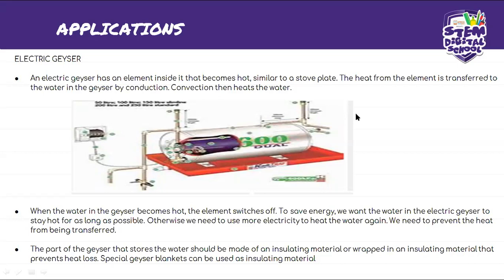So let's continue. Now we are going to look at the application of using insulation or an insulator in everyday life. The previous slide was talking about an electric geyser, which you can see on your screen. An electric geyser has an element inside it that becomes hot, similar to a stove plate. The heat from the element is transferred to the water in the geyser by conduction. Convection then heats the water around.